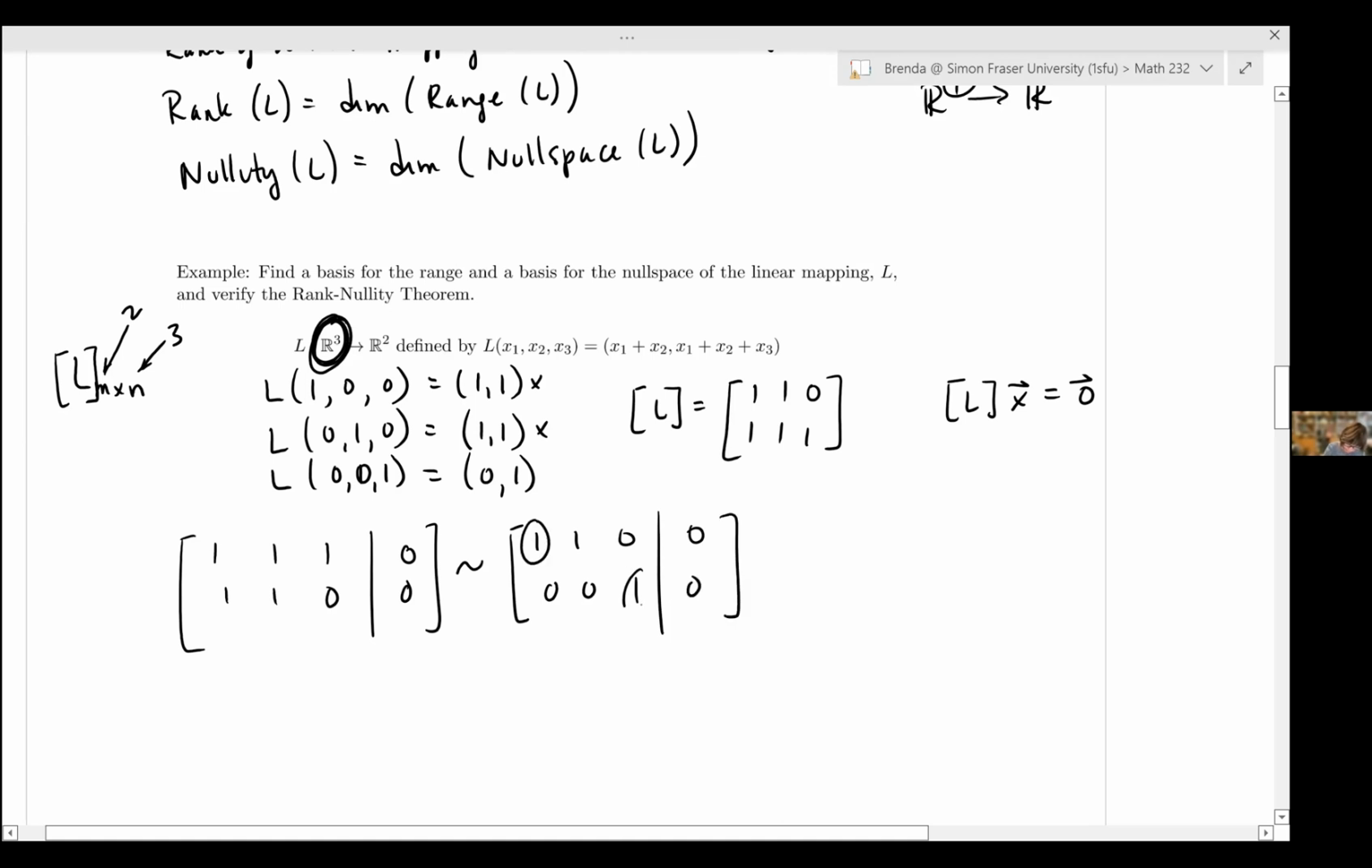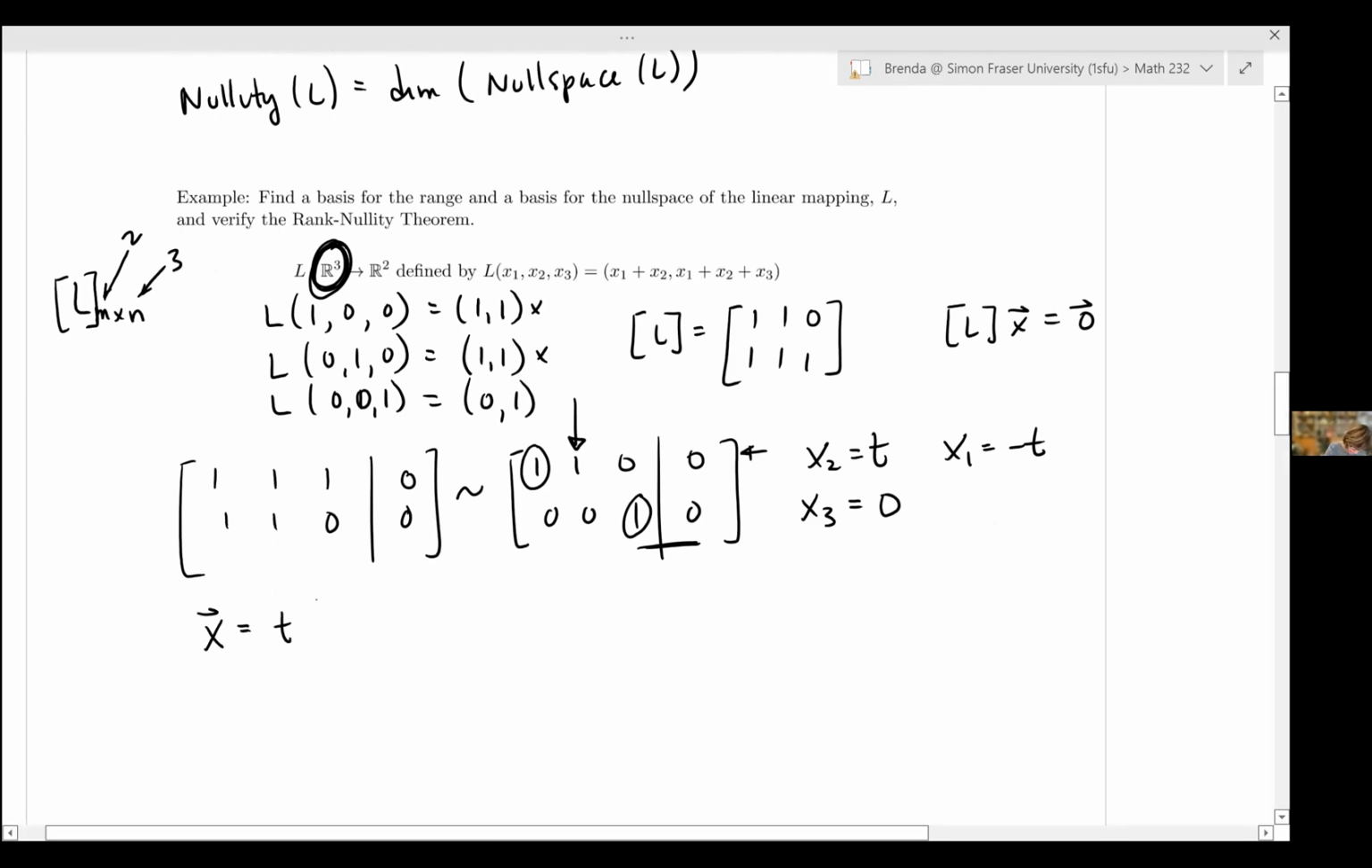And we have the leading variables. There's no leading variable here, so we have that x2 is a free variable. I'm going to just call that t. And then we have that x3, this last row here, tells me x3 is 0. And then this first row here is telling me that x1 is minus t. So that means the input vectors in the domain which will give the 0 vector in the codomain look like this: t times minus 1, 1, 0.